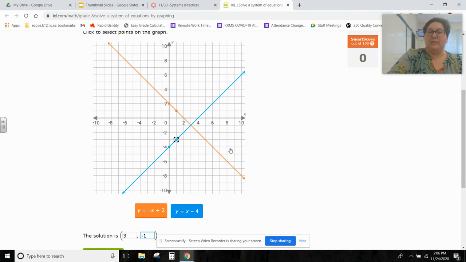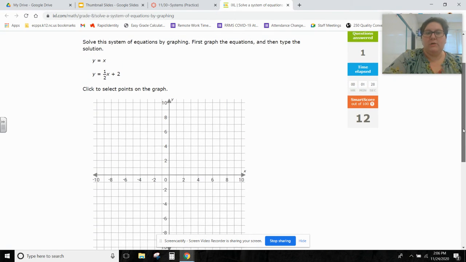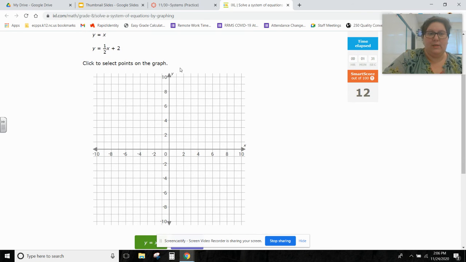And then you're going to take a screenshot. Make sure I can see the graph, the two equations, and the solution. And you're going to do 5 of these. So now let's take a look at the next one. I'm going to show you several of these so you'll be comfortable with it.